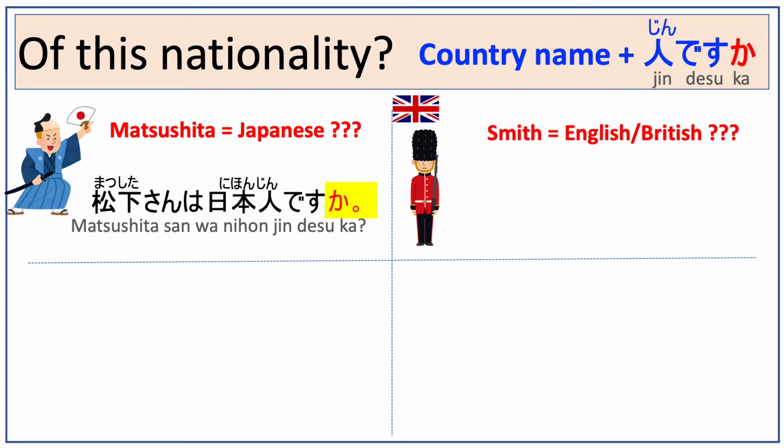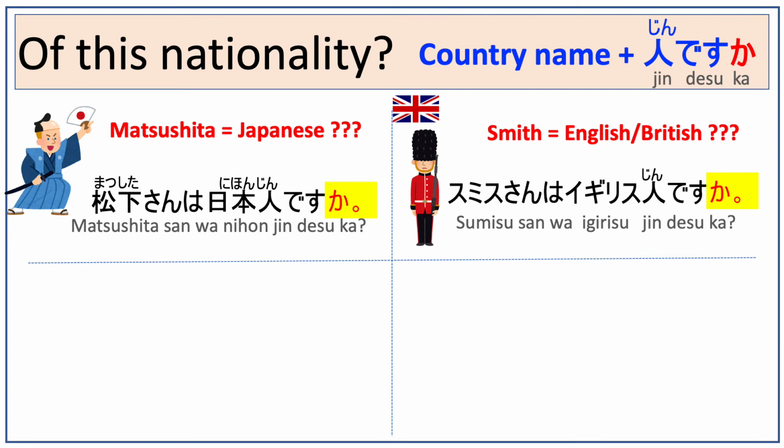Smith-san wa Igirisujin desu ka? Means, is Smith British? Or, Mr. Smith, are you British?